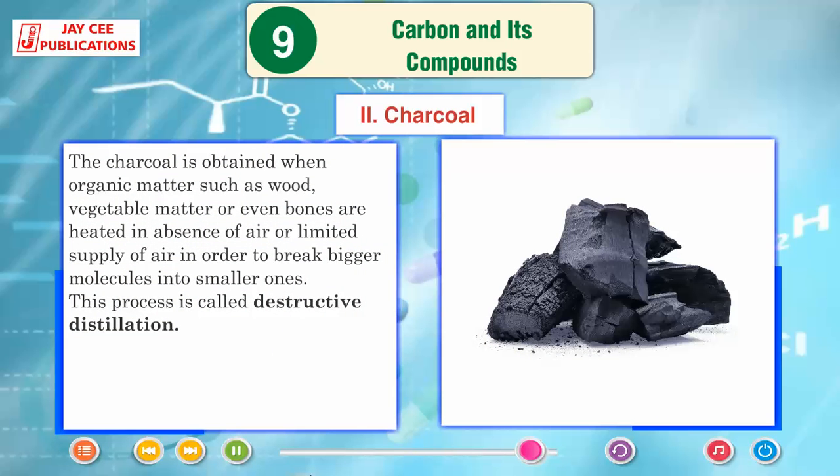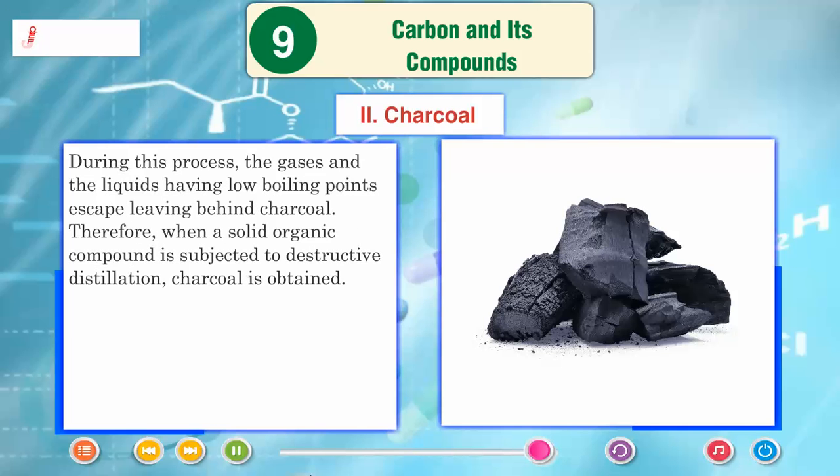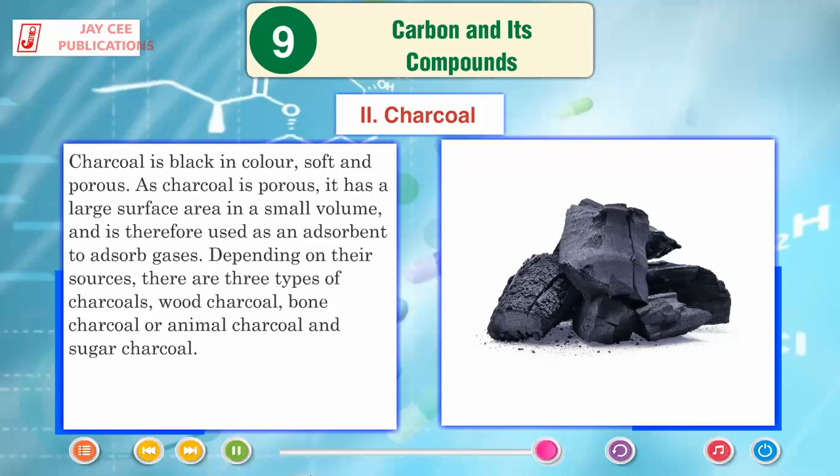Charcoal. Charcoal is obtained when organic matter such as wood, vegetable matter or even bones are heated in the absence of air or a limited supply of air in order to break bigger molecules into smaller ones. This process is called destructive distillation. During this process, the gases and the liquids having low boiling points escape, leaving behind charcoal. Therefore, when a solid organic compound is subjected to destructive distillation, charcoal is obtained.